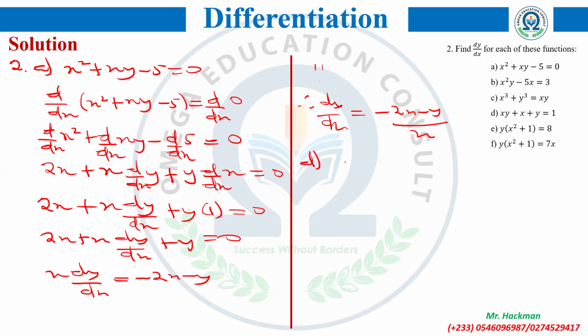So xy plus x plus y is equal to 1. Once I have 2 y terms, obviously I am going to get 2 terms involving dy/dx. So in this case, this implies that d/dx of this side, which is xy plus x plus y, should be equal to d/dx of 1. So let me see if someone is done.